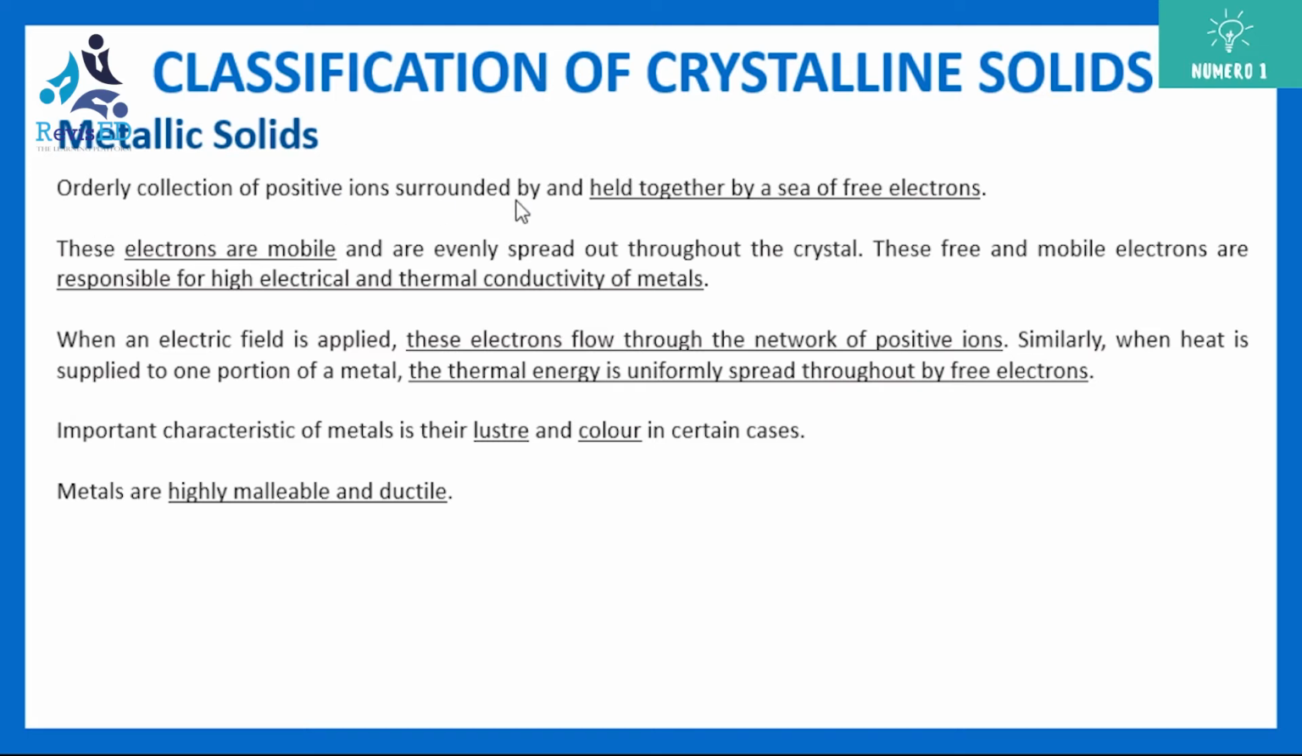Let us look at the next one, that is metallic solid. They are held together by a sea of free electrons. Since the electrons are mobile, they are responsible for high electrical and thermal conductivity. Similarly, when heat is supplied to one portion of a metal, the thermal energy is uniformly spread throughout by these free electrons. The important characteristic of metallic solids is their luster and, in certain cases, color. Metals are highly malleable and ductile.